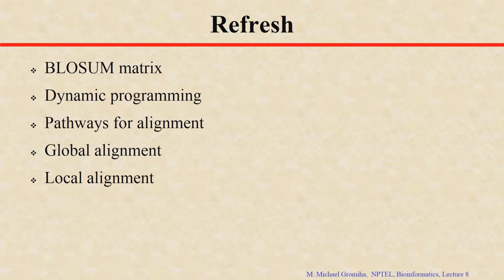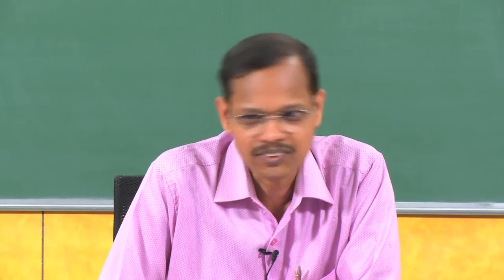Then we discussed dynamic programming, right? What is dynamic programming? We divide the alignment problem into smaller parts, small reliable problems, and then finally combine them to get the overall result for the given problem. That's dynamic programming. Then we discussed the pathways for alignment. For example, if we have two sequences, one of 10 residues and another with 8 residues, there are several possibilities to align using the inclusion of gaps. So, we discussed different pathways and how to obtain the optimal path.